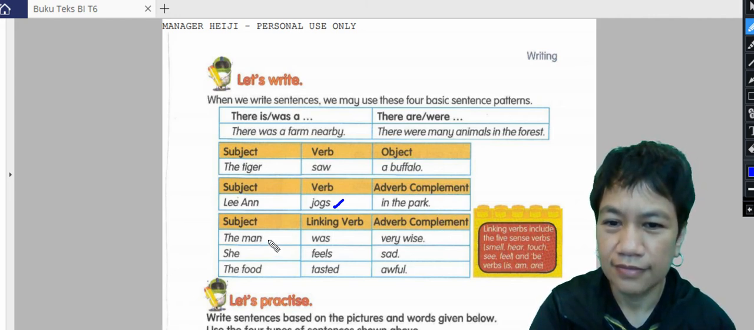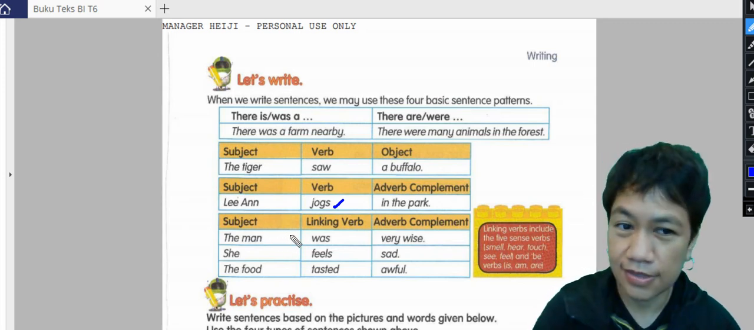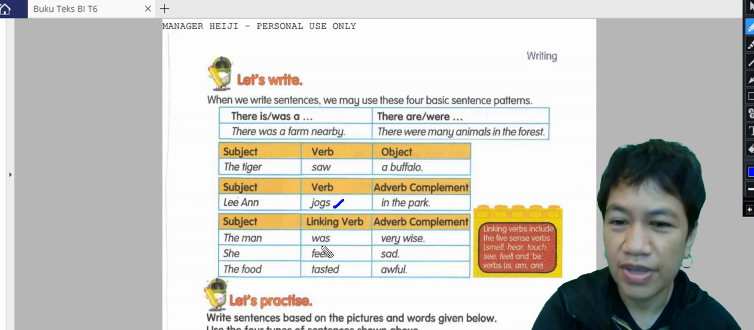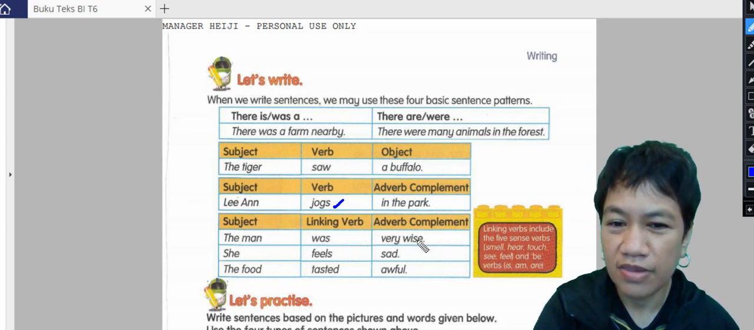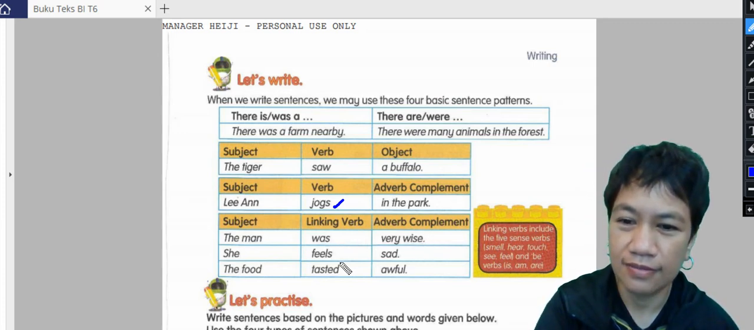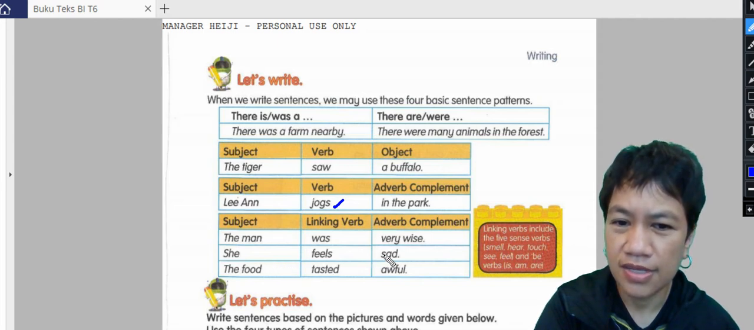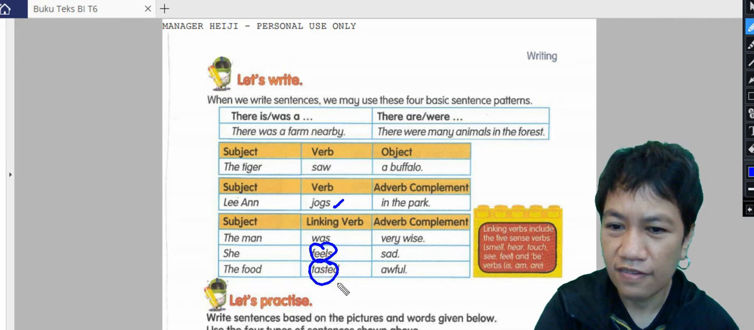The man. Okay, what is the man doing? The man, he's not doing anything. Just describing the man. The man was very wise. Okay. She feels sad. Okay, so this is also a linking verb. The food tasted awful. Okay.